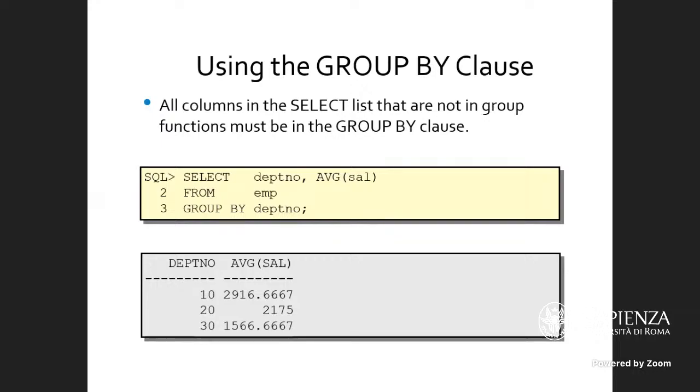So all columns in the select list, you can see it. All columns in the select list that are not in the group function. This is the group function. All columns that are not in the group function must be in the group by clause. So if this is not here, then it must be here. But if you look at the way this works, you have, okay, let's do this.